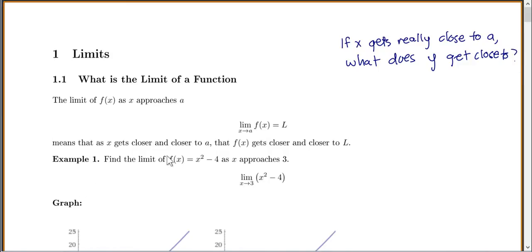Okay, so the official definition is the limit of f of x as x approaches a. So we write a limit and we say x is going towards a. You notice a little arrow, so x is going towards a. If f of x, our y value, will be called L, or as x gets closer and closer to a, f of x gets closer and closer to L. So x gets really close to a, y gets really close to L, or our limit.